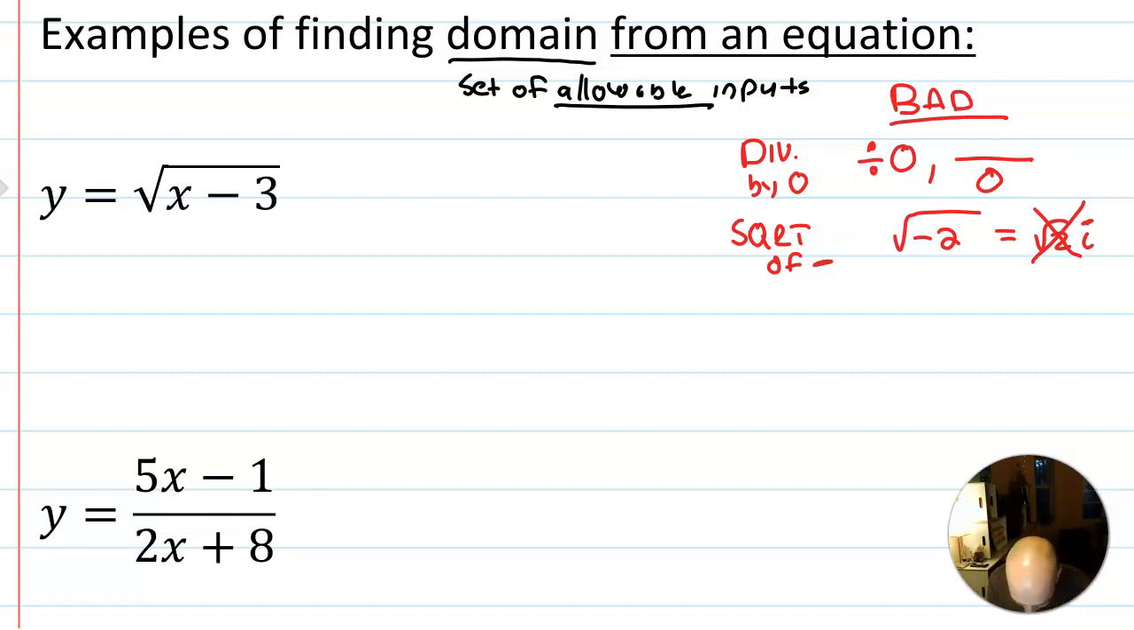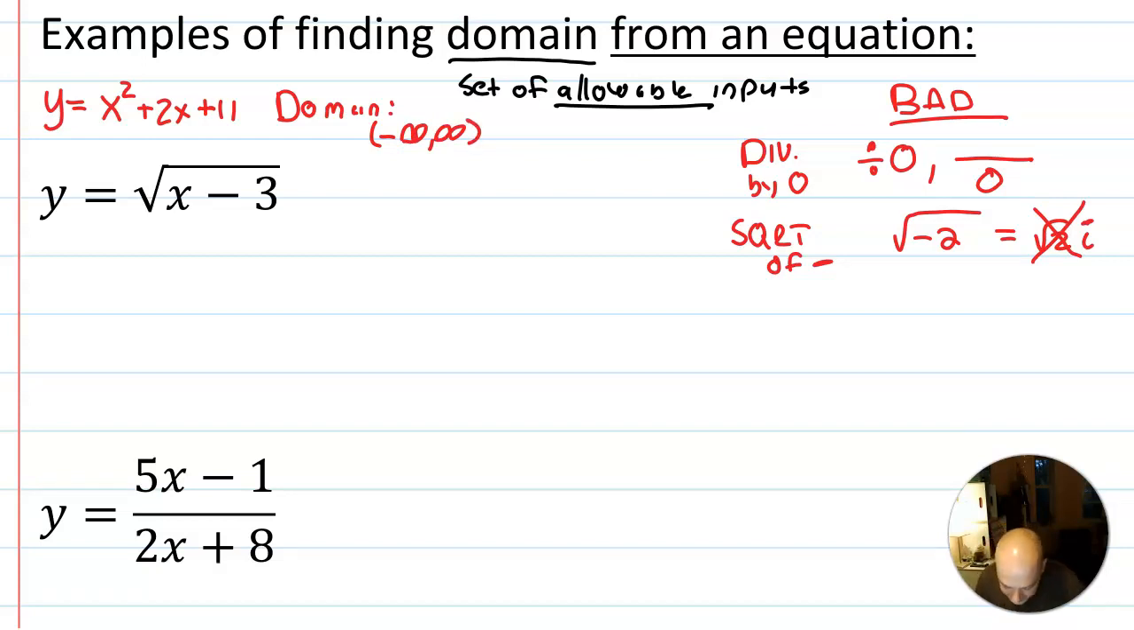Here, maybe let's do an example of that. So say we have y equals x squared plus 2x plus 11. That's a polynomial. There's no square roots. There's no division. So the domain is all real numbers, which, since we're doing interval notation, we write as -infinity to infinity. That's often how you'll see it. You can also use the symbol R for all real numbers. Those are the 2 kind of best ways to write that. Okay, but let's do something where there's actually a restriction on the domain.